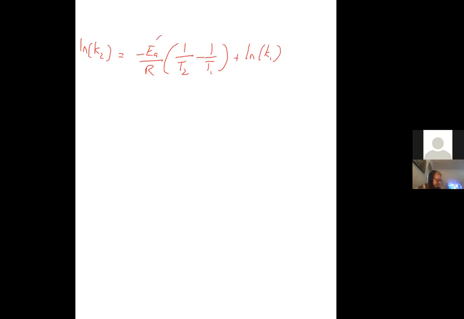This was given right here. That's a given value, but you have to convert it from kilojoules to joules. This is a constant. You have to have that value with you, right? That's a known constant. This needs to be in Kelvin.